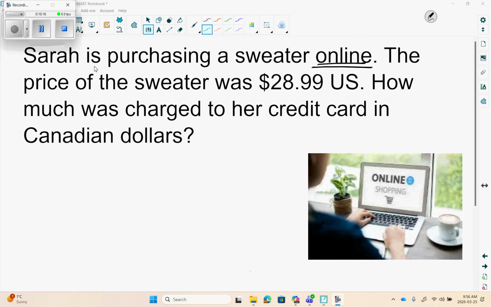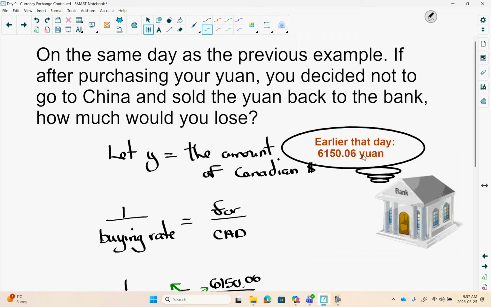All right, here's the situation. Sarah is purchasing a sweater online. The price of the sweater was $28.99 US. Okay, how much was charged to her credit card in Canadian dollars? So you're looking for the amount of Canadian. You know the amount of the foreign currency. You know it's $28.99 US dollars. So a lot of people think it should be like this last situation. If you know the foreign amount, you're looking for the Canadian, you use the buying rate.